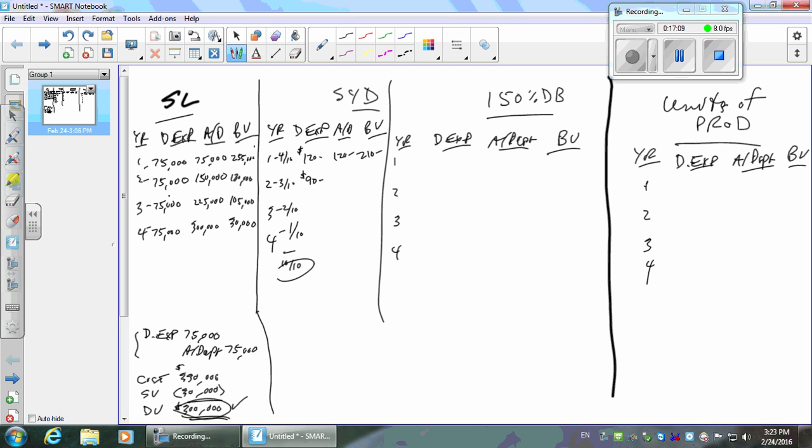Debit depreciation expense. Credit accumulated depreciation. What do I have in accumulated depreciation now? 210. What do I have left then in book value? 90 left. Right? You can see that's an accelerated method, right? It's more depreciation than the straight line was. See why they call it accelerated? You get more depreciation in early years.